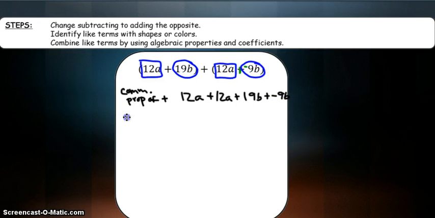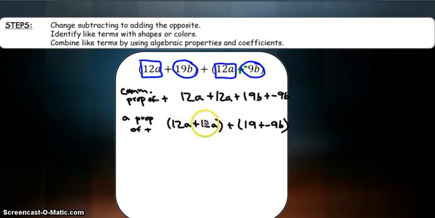We also want to use the associative property of addition, because we want to group those together. We want to do 12a plus 12a and 19b plus negative 9b. That's because if we just did 12a plus 12a, we can't combine these without putting them in grouping symbols. Oh, I forgot my b here. Sorry, there's a b. Alright, so 12a plus 12a, that's taking 12a's and adding another 12a's.